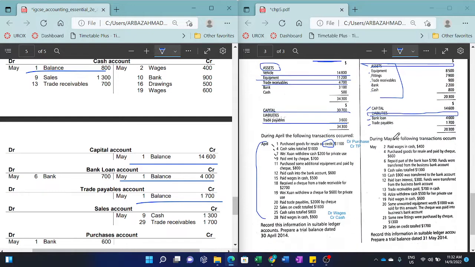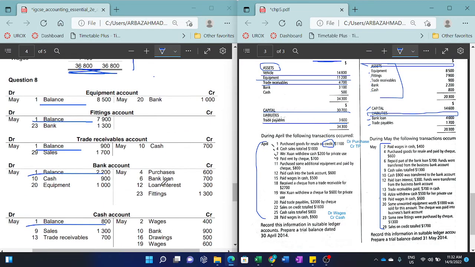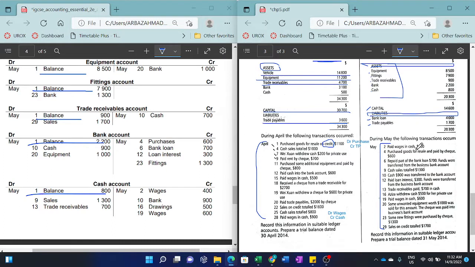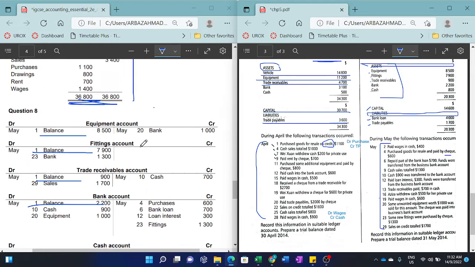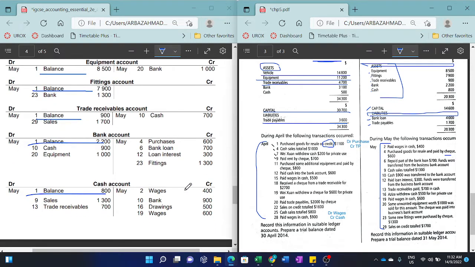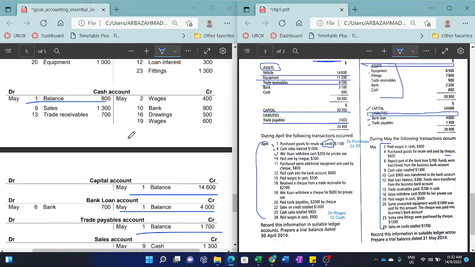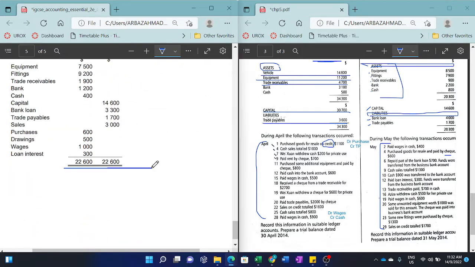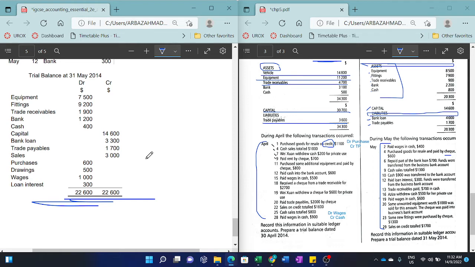So go through these transactions and post them into the relevant account. So debit and credit. Paid wages in cash, so debit wages, credit cash. Purchase goods for resale, so purchase debit and credit bank. Post it in the T account and reconcile whether they are correct or wrong, and you should be getting this balance. Okay. So take it as a challenge and finish it.